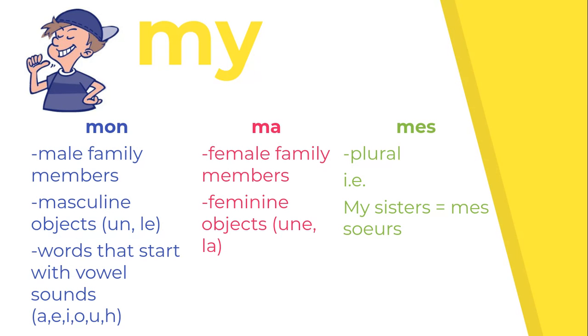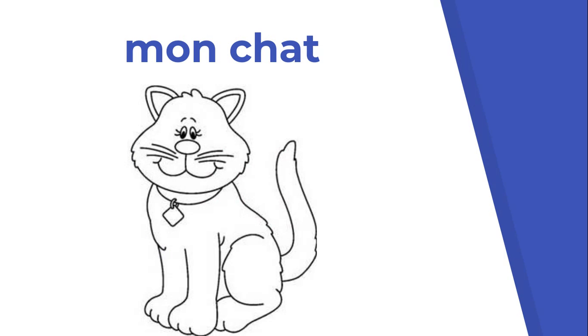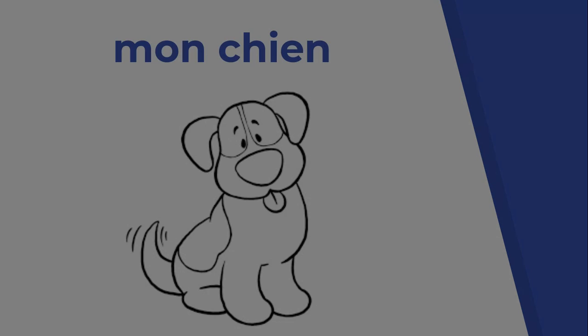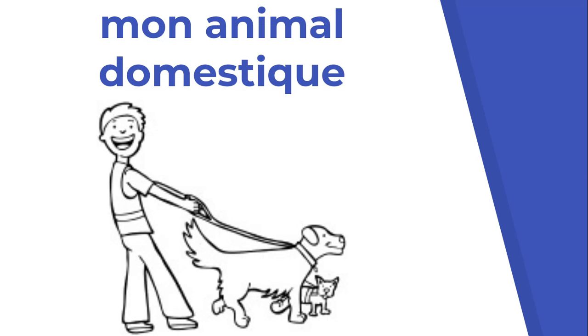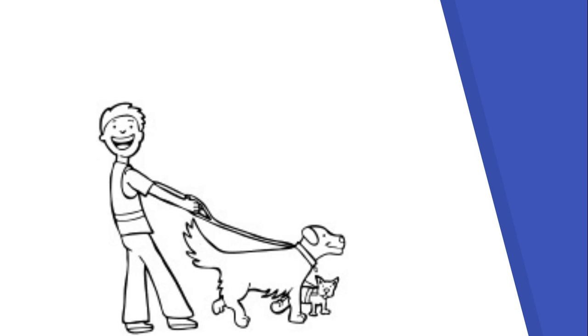Good. Okay, you tell me what these mean. What's mon chat? En anglais, s'il vous plaît. Mon chat is my cat. Good. Mon chien? Bien. Mon animal domestique? My pet. Excellent. Kiss those brains.